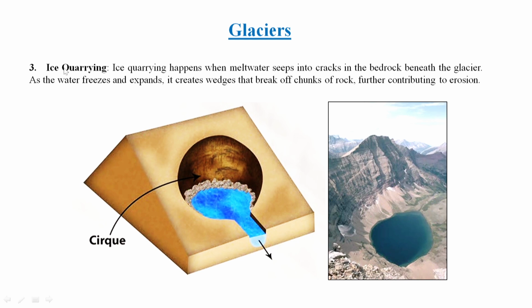Then you can also think of the ice squaring, where ice squaring happens when meltwater seeps into cracks in the bedrock beneath the glacier and the water freezes and expands, because there is always a 10% rise in the volume whenever you are freezing water into ice. So there is a 10% increase. So it creates wedges that break off chunks of rock, further contributing to the erosion. Finally, when the glacier retreats or melts, it can give you beautiful lakes like this. But again, remember, this is very characteristic of your alpine glaciers.